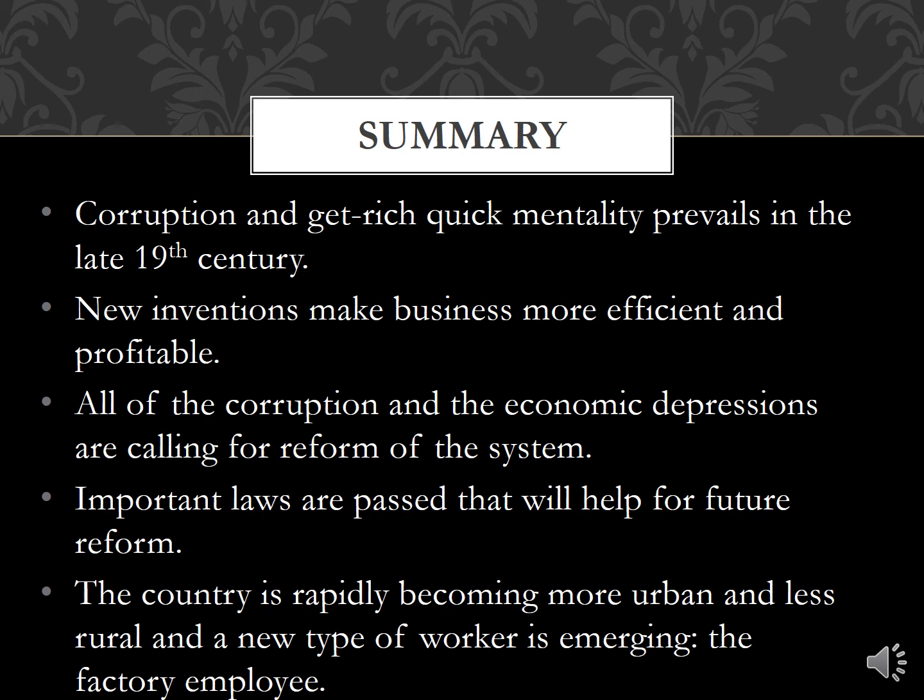And finally, the country is becoming much more urban. People are beginning to move out of the countryside and more into cities. And a new type of worker is emerging, and this is the factory employee. And these are the employees that are in many ways going to suffer the most during the Gilded Age. They have absolutely no labor protections. They are exploited, and it will lead to massive labor movements and unrest. And so we will talk about that in our next lecture.